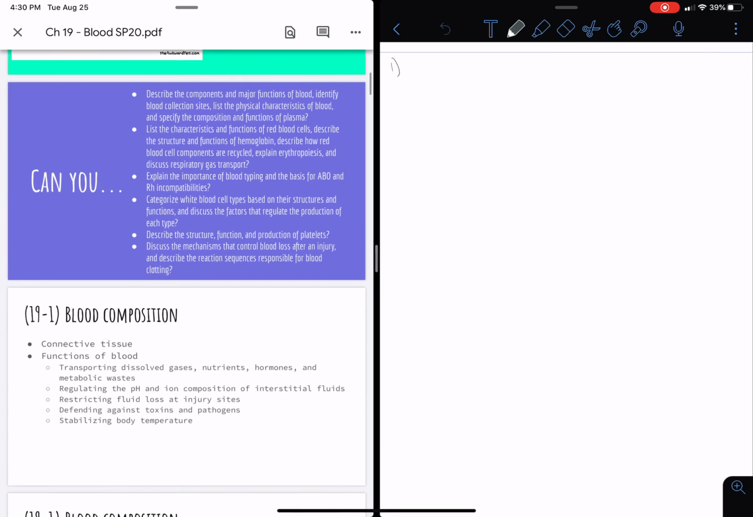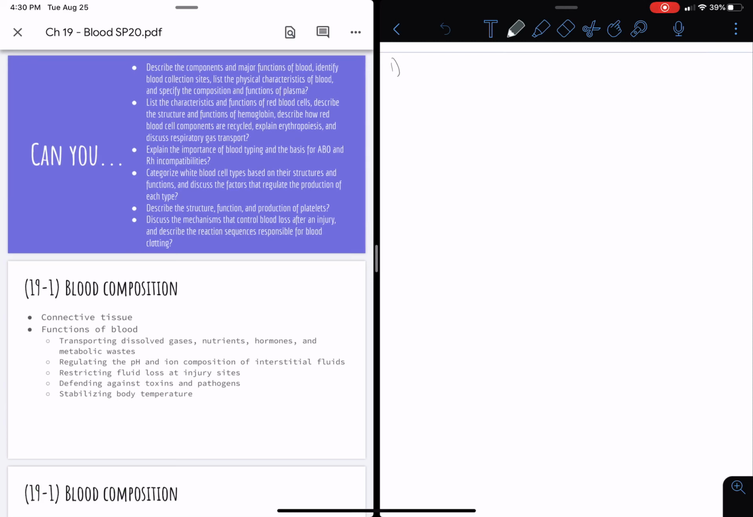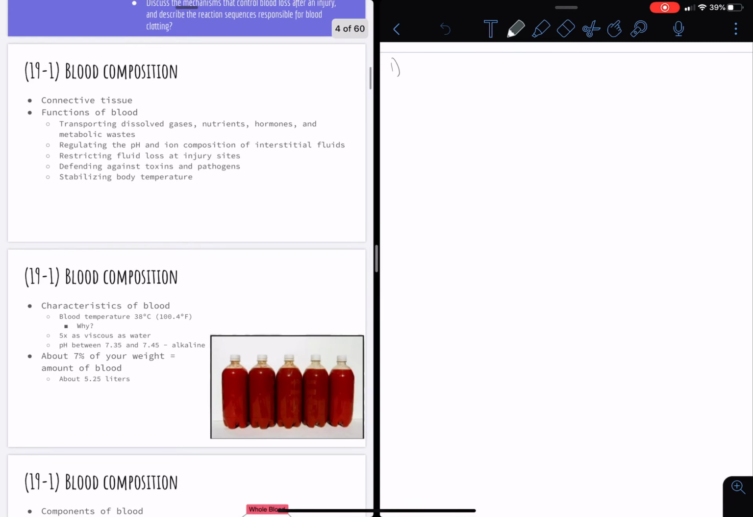Following the first slide, I always have a purple slide. The purple slide is going to give you kind of the objectives of what we're going to try to tackle for each individual chapter. So these are great for studying, but not so good for first types of studying. So I would use these purple slides whenever you're going back through and making sure that you actually understand everything within the chapter. So let's go ahead and start with blood composition.